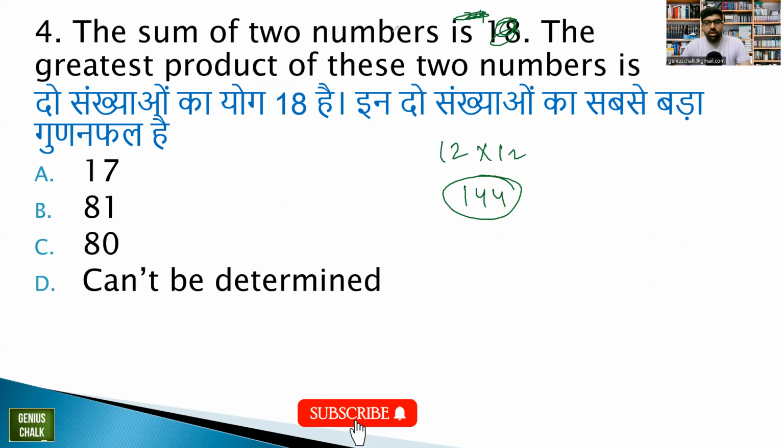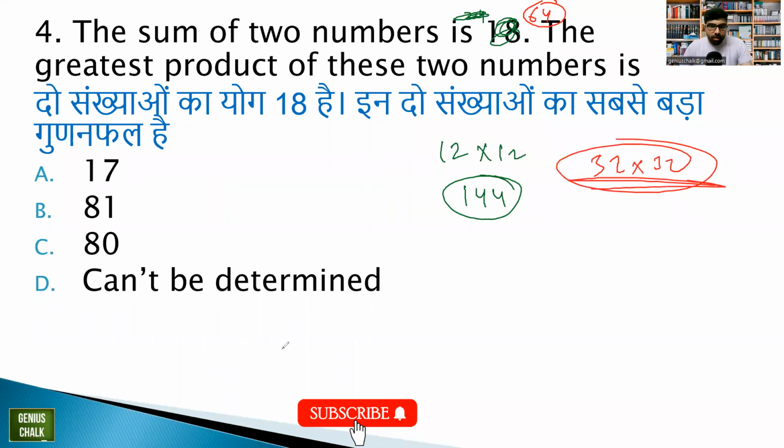Somebody says the sum of the two numbers is let's say 64. What is the product? You will say half, it will become 32. So if you solve this, it will be 32 into 32. Okay, that would be the answer.